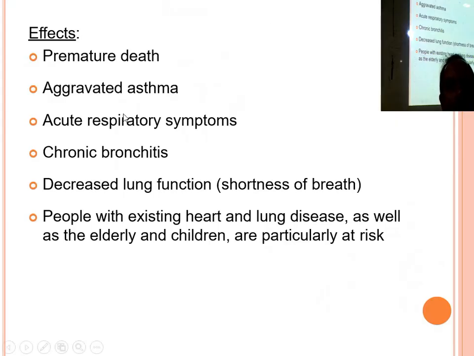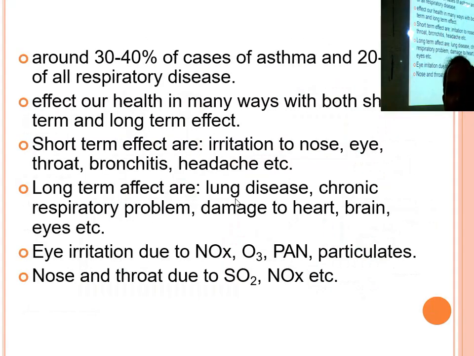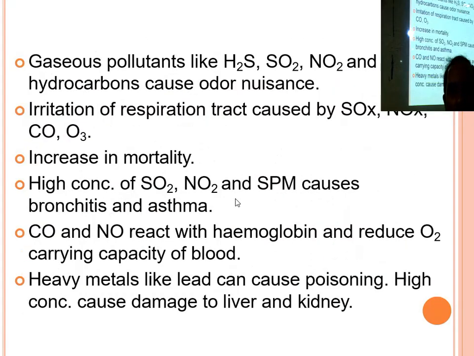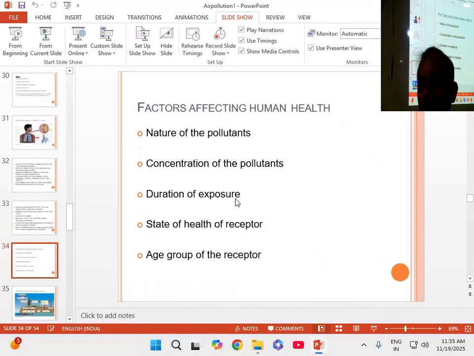These are giving premature death, aggravated asthma, acute respiratory symptoms, chronic bronchitis, decreased lung function and all. Lungs are mainly getting affected due to air pollution, because the air we breathe goes directly to the lungs. It is increasing mortality. It is affecting human health and all. Okay, that's all.